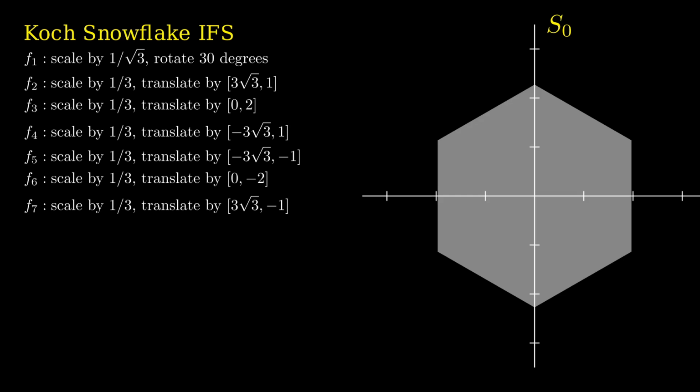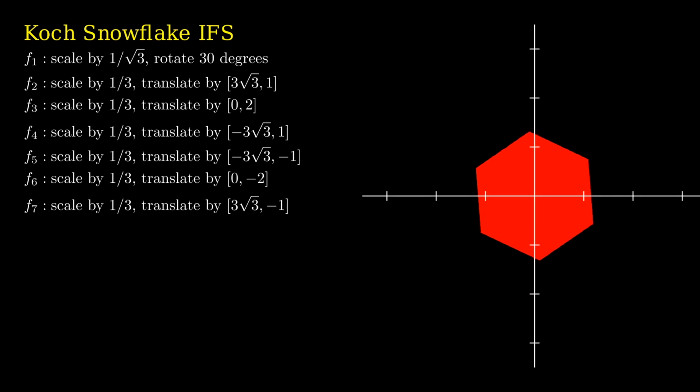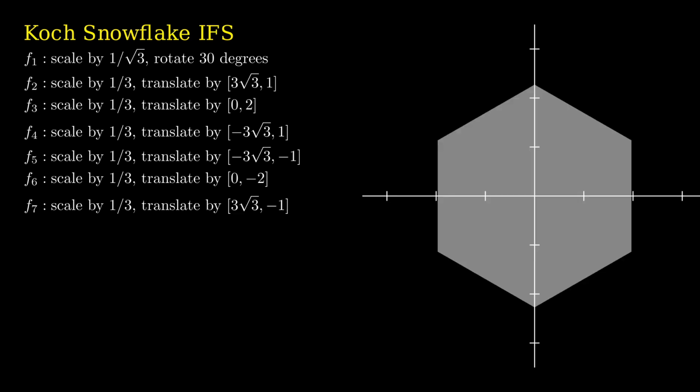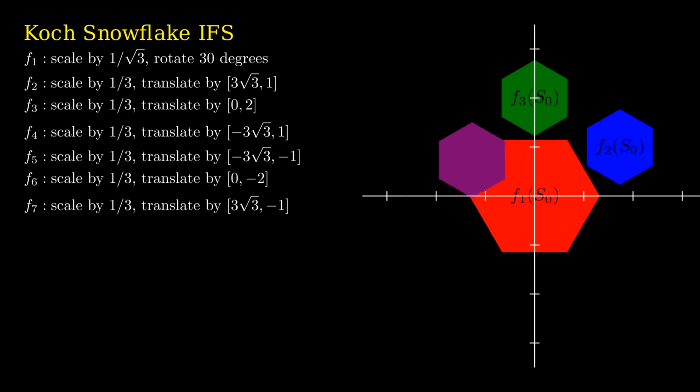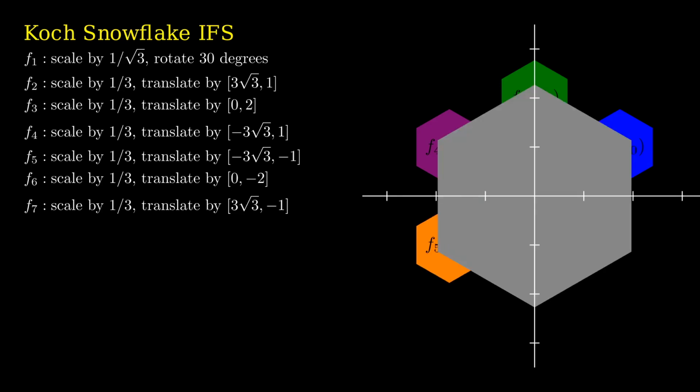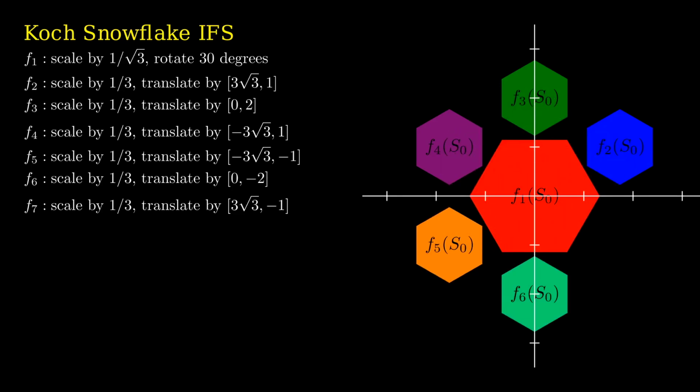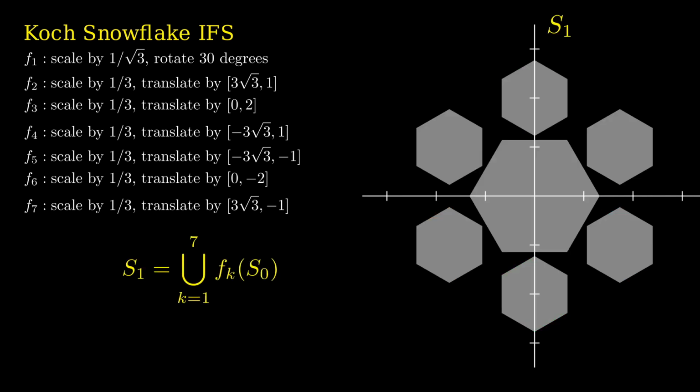Now apply each of the functions in the IFS to this initial set. The first function scales S0 by 1 over root 3, then rotates by 30 degrees. The remaining 6 functions will each scale the initial set by 1/3 and then translate by the indicated amount. We show the result of each function applied to S0 in a different color. The union of these 7 pieces now constitutes a new set S1.